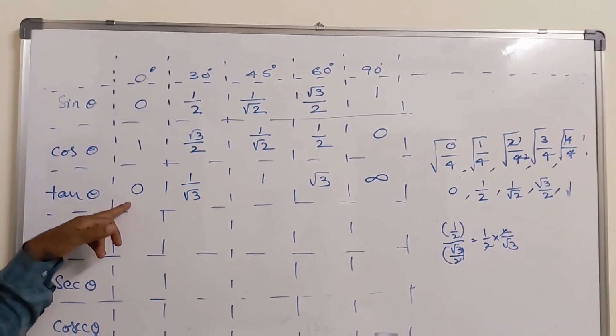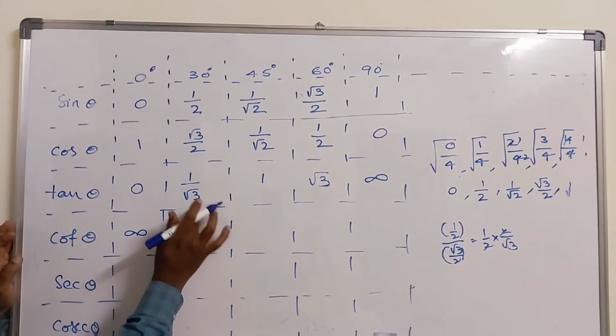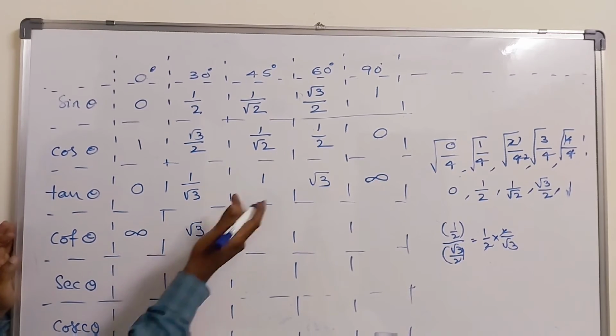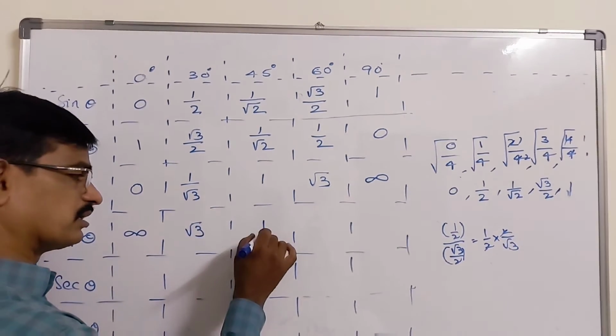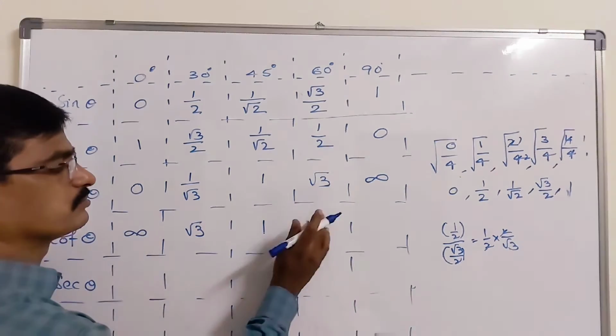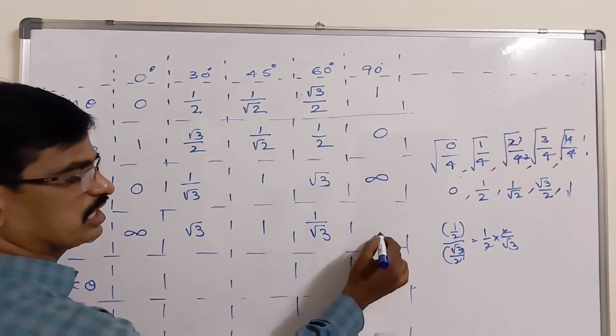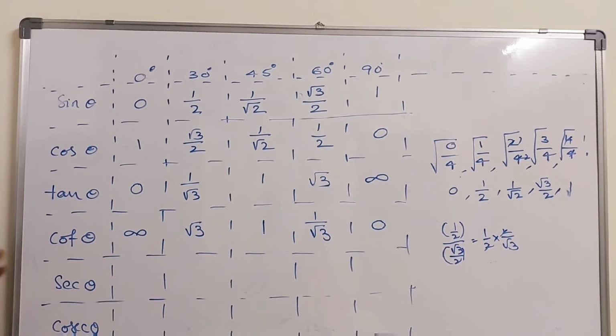For cot, you just take the reciprocal of tan. Then 1 by 0 is infinity. 1 by root 3 becomes root 3. Reciprocal of 1 is 1. Reciprocal of root 3 is 1 by root 3. Reciprocal of infinity is 0.